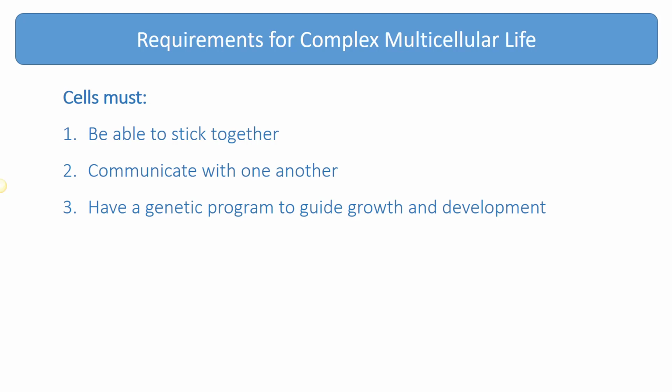There are three general requirements for complex multicellular life. First, cells must be able to stick together to build a multicellular body. Secondly, these cells must communicate with one another. And these cells must also have a genetic program that guides their coordinated growth and cellular differentiation. Over the next few slides, we're going to look at the first two characteristics in a bit more detail.